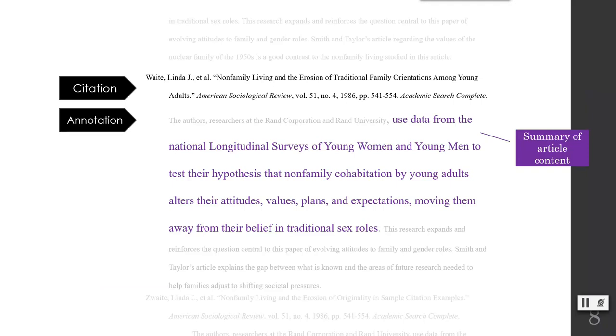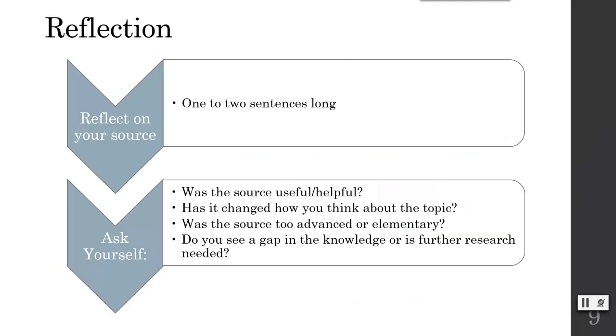And here you can see that the larger type in purple is the summary of this particular article. It is referring to data from a survey, and its purpose is to test the hypothesis that non-family cohabitation by young adults alters their attitudes and moves them away from their belief in traditional sex roles. So that's the hypothesis, and that stands out to you as you're reviewing and writing your critical explanatory evaluation of this article.